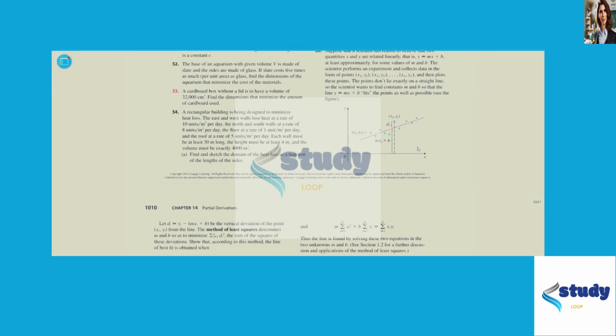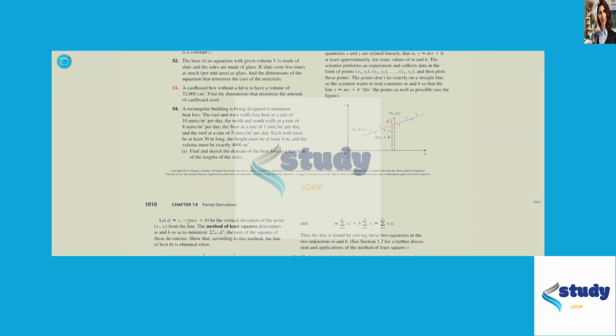So look at this graph here. If we let di equal yi minus (mxi plus b) be the vertical deviation of the point (xi, yi) from the line, the method of least squares determines m and b so as to minimize the sum of di squared, i from 1 to n.